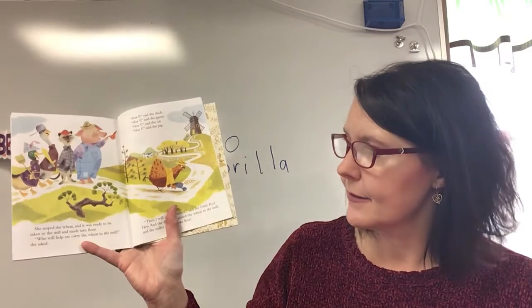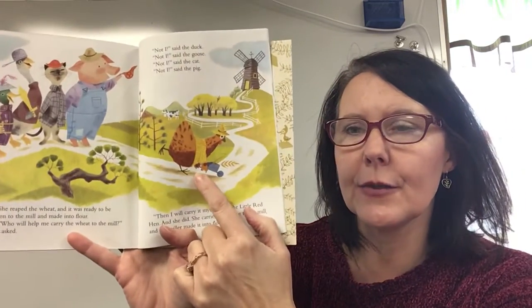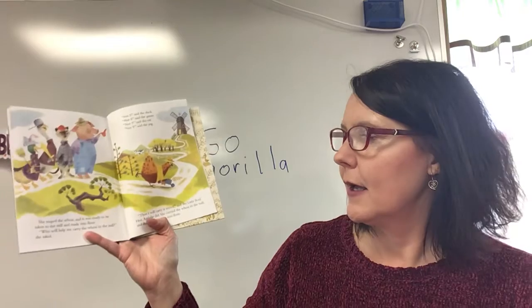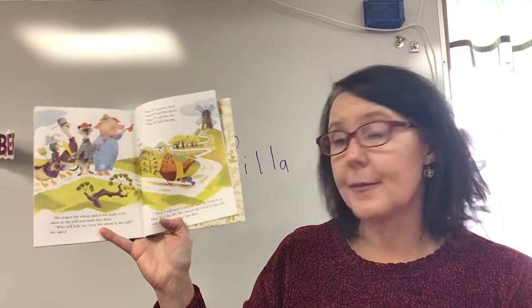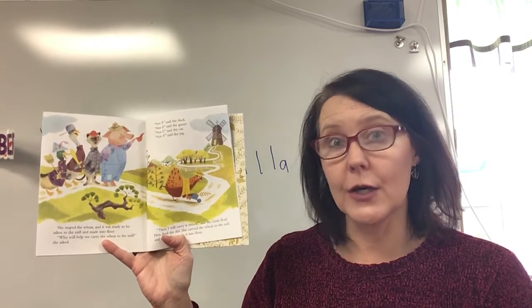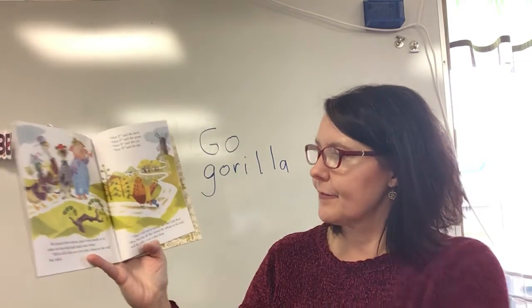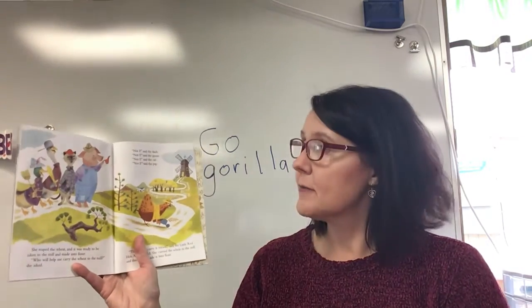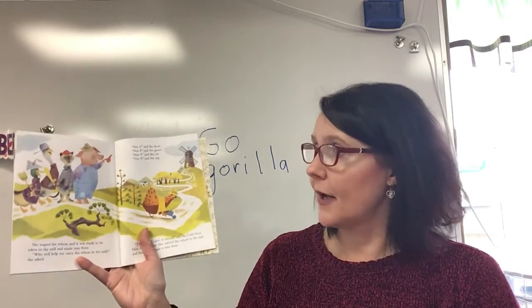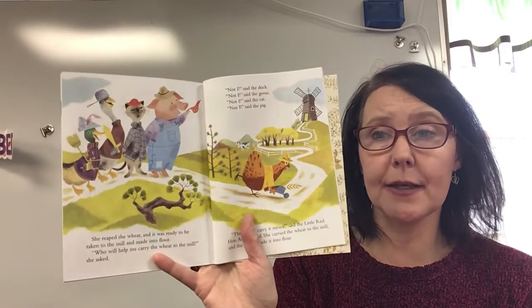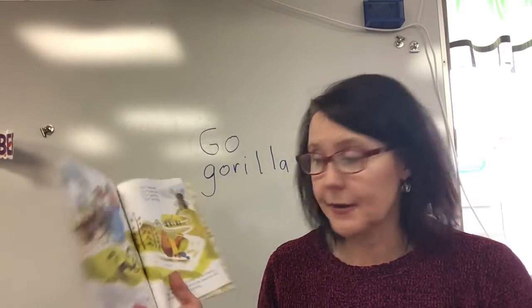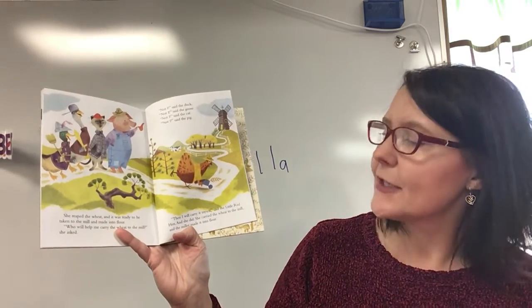She reaped the wheat. Do you see she's got it right there in her wheelbarrow? And it was ready to be taken to the mill and made into flour. Flour is what we use to make bread. Who will help me carry the wheat to the mill? she asked. Not I, said the duck. Not I, said the goose. Not I, said the cat. Not I, said the pig. Nobody wants to help her. Then I'll carry it myself, said the little red hen, and she did.